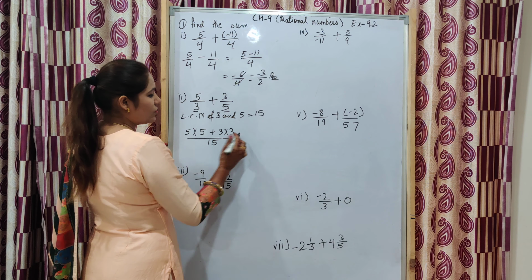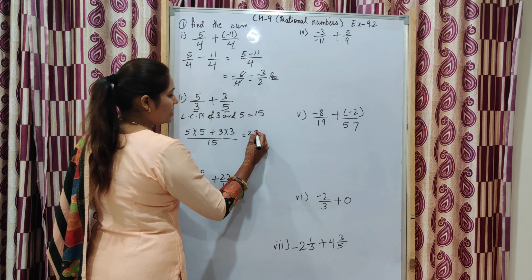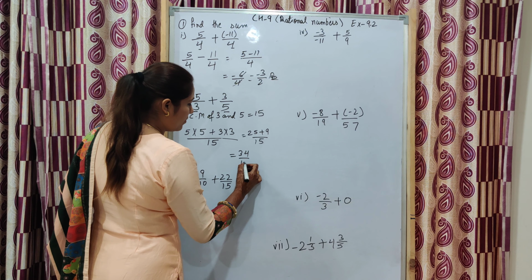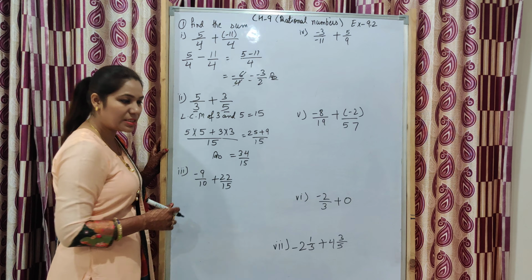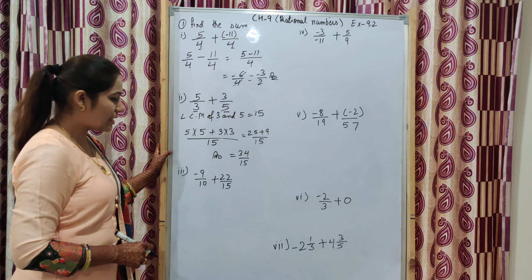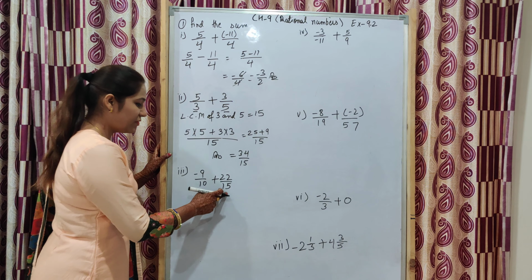So 5 into 5, 25. 25 plus 9 upon 15. 25 plus 9 is 34 upon 15. It is already in the lowest terms, no need to cancel. So the answer is 34 upon 15. Third part, minus 9 upon 10 plus 22 upon 15.